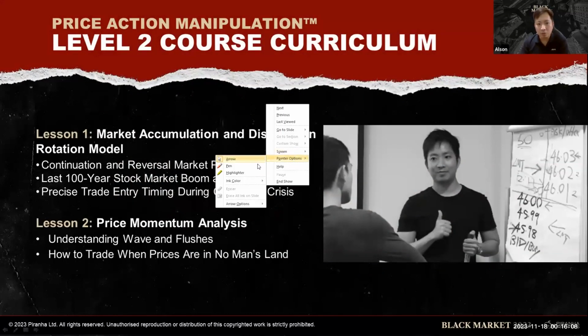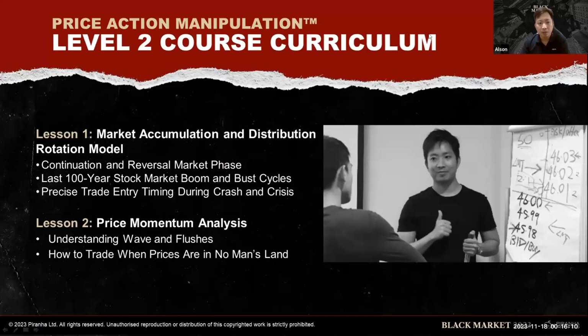And then the first lesson will be over here, the market accumulation and distribution rotation model. I'm going to show you the last 100 years of the stock market boom and bust cycle. What are the consistent patterns in all these boom and bust cycles, and how are you going to position yourself when the crisis hits. Eventually, there will be another crisis. We will always have a crisis in about 2-3 years. And this is a chance to make a lot of money, understand?